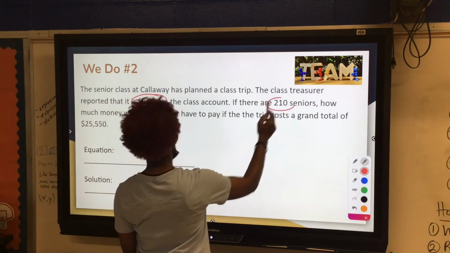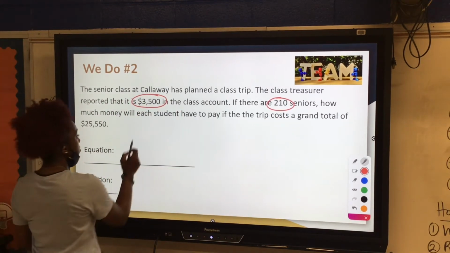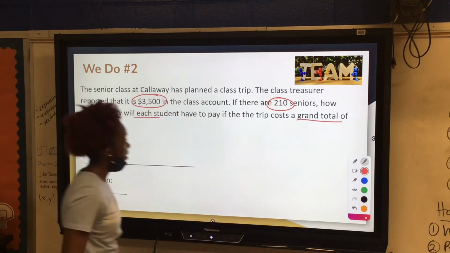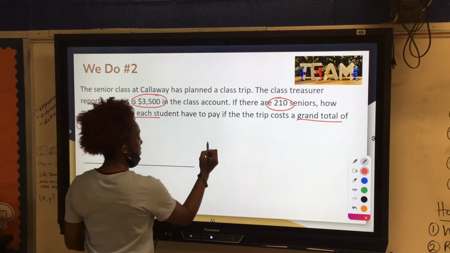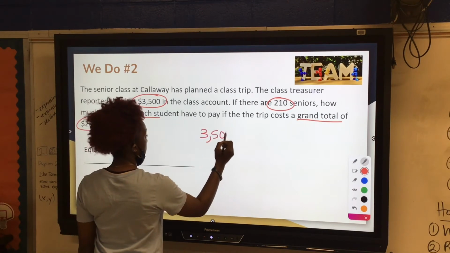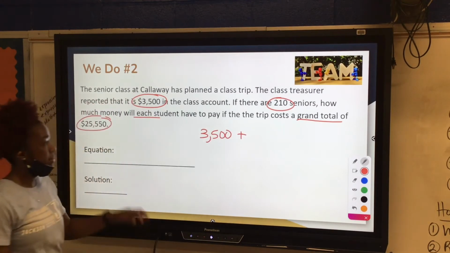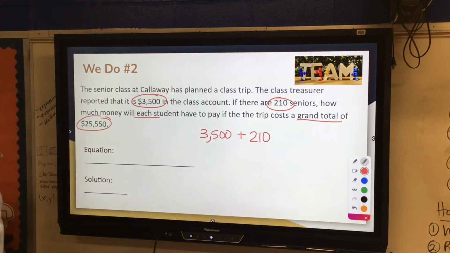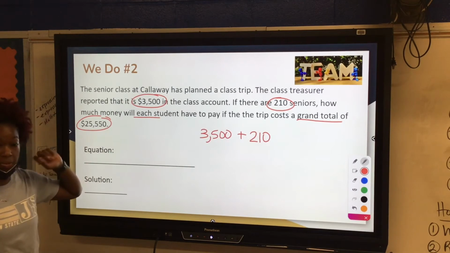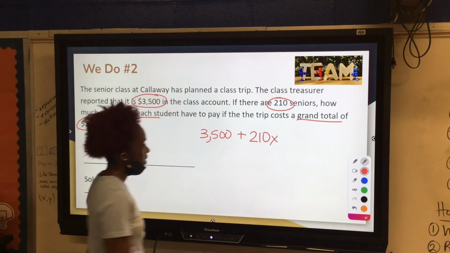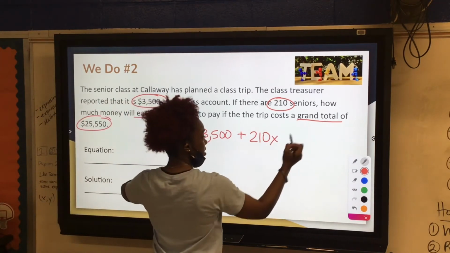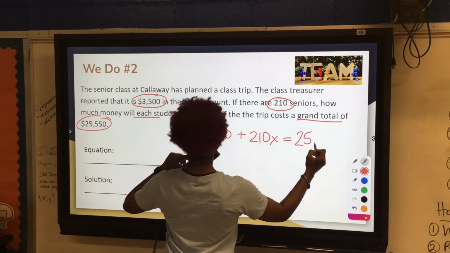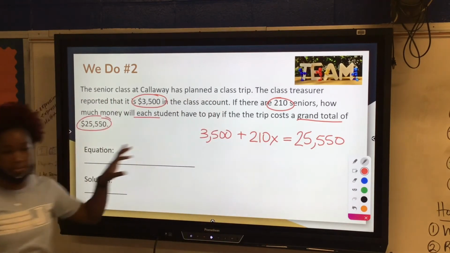There are 210 seniors. How much money will each student have to pay if the grand total is $25,550? So we know that it's $3,500 in the account, and how many seniors? 210. And each of them has to pay an amount. Do we know that amount? No, so what has to go there? A variable. And this all is going to equal, because when it's a total, it's represented by an equal sign, 25,550. So do we see how we came up with the equation?